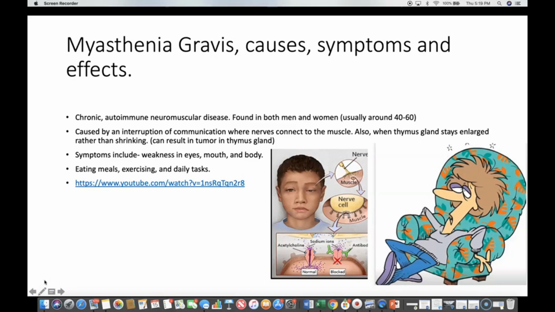For example, weakness in the mouth can result in trouble swallowing and chewing, and in some cases even breathing. Weakness in the body includes arms and legs, and weakness in the eyes can involve drooping and blurred vision. Effects this has on lifestyles include normal tasks such as getting ready for the day.